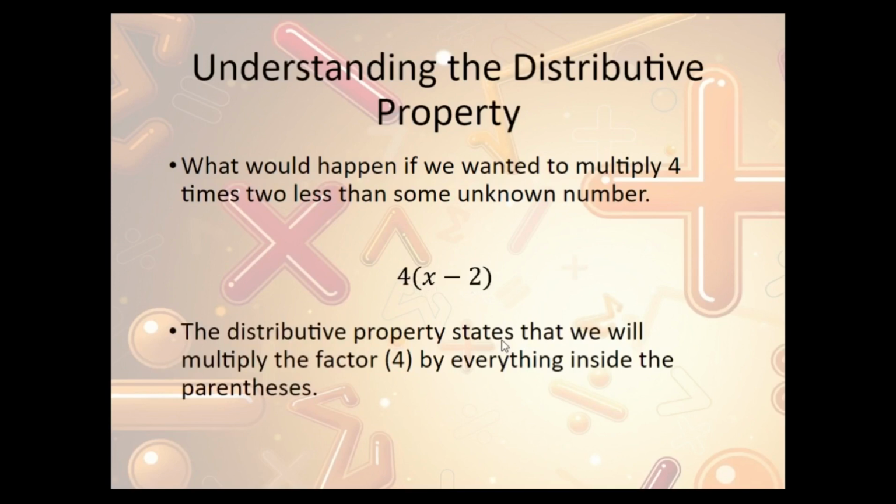The distributive property states that we will multiply 4, so the number outside, by everything that's inside the parentheses. So this becomes 4 times x and 4 times negative 2. And then we can just go ahead and combine whatever terms we can combine at the end. So in this case, we get 4x minus 8, because 4 times x is 4x, and 4 times negative 2 is negative 8.